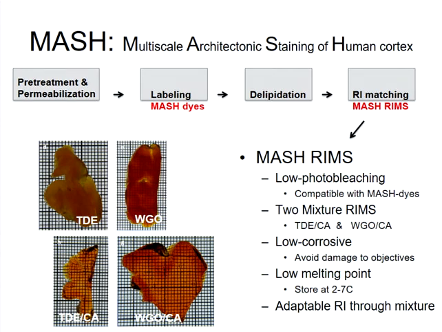They're actually mixture RIMs, so they're a mixture of TDE and wintergreen oil, which were RIMs which were already used, but which in solvent-based protocols don't actually make the tissue very transparent, as I hope you can appreciate. But in adding cinnamaldehyde, CE, to the mixture and getting the proportion right, you can actually make 5 millimeter thick solvent-cleared human tissue very transparent and have several additive advantages, such as low corrosiveness, low melting point, and also even an adaptable refractive index through the mixture.